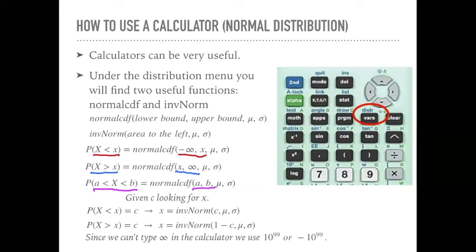Do make sure that when you're typing the negative 10 to the 99 that you use the negative symbol and not the minus sign. The minus sign will throw an error. Make sure that you use the negative symbol. The negative symbol, I believe, is located right below the 3 on your calculator. So make sure you're not using minus, but you're instead using the negative symbol. There is a difference in those on your calculator.